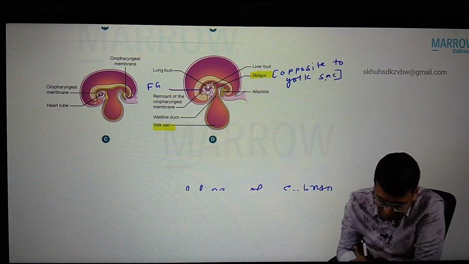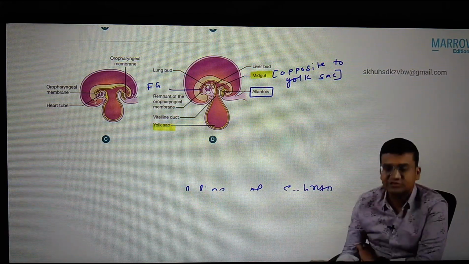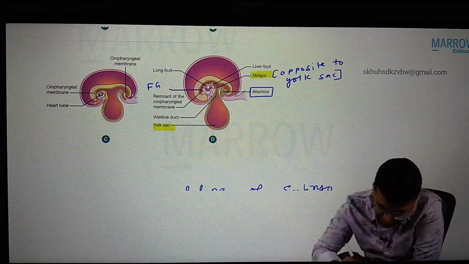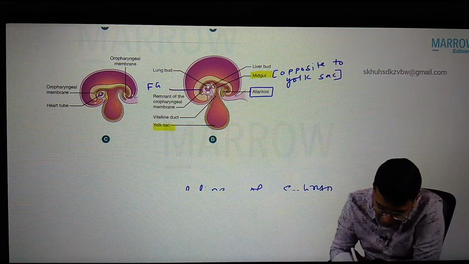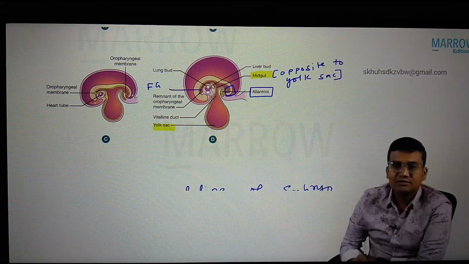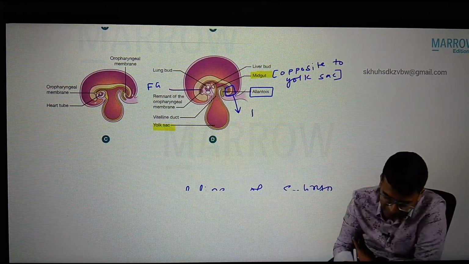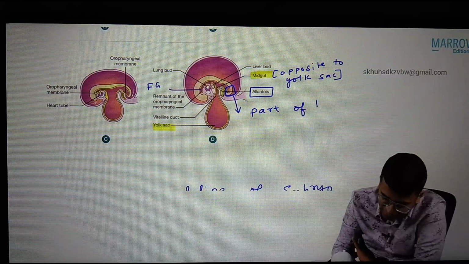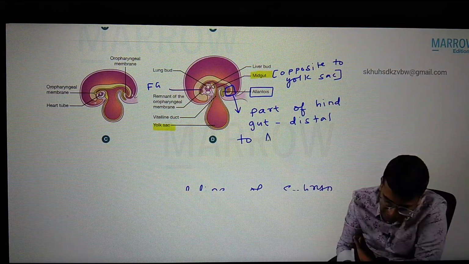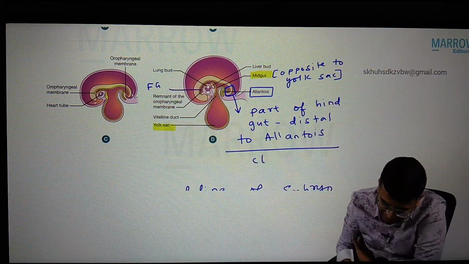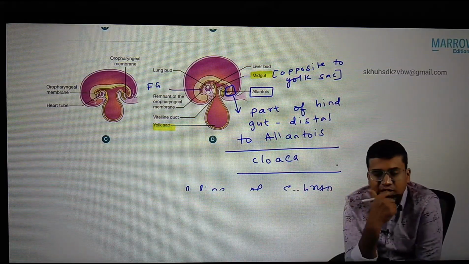Now in the hindgut, we are seeing one small diverticulum that is called the allantois. Now I am shading this part here, a part of the hindgut which is present distal to the allantois. Can you see here? I am putting a box here. That part is called the cloaca. So the cloaca is nothing but the hindgut only, which is present distal to the allantois.